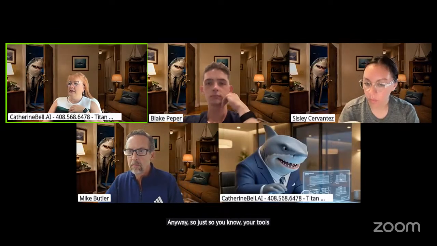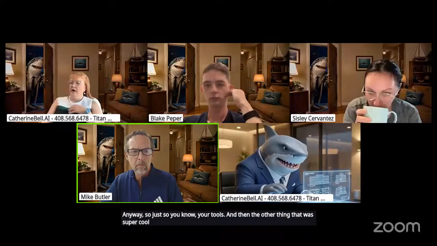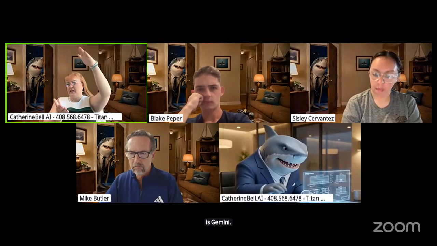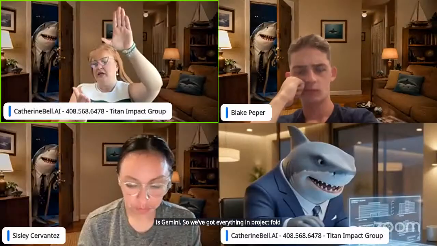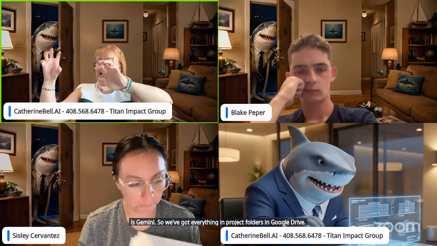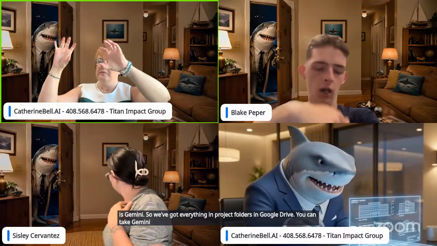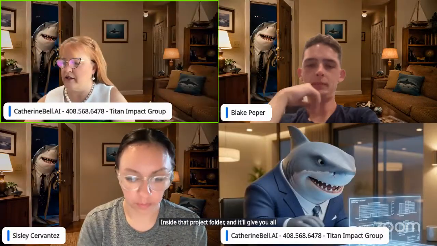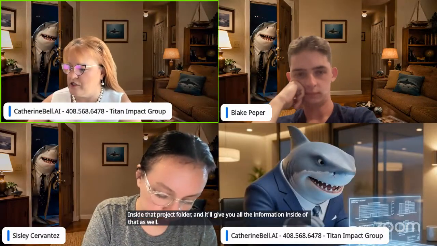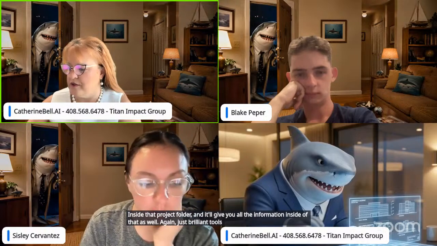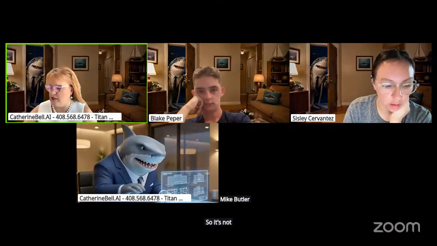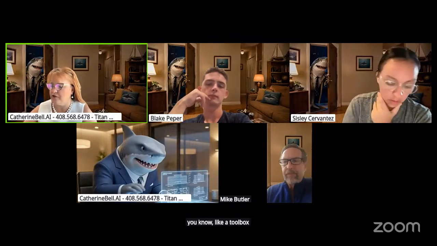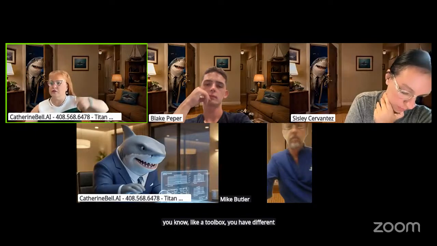And the other thing that was super cool is Gemini. We've got everything in project folders in Google Drive. You can use Gemini inside that project folder, and it'll give you all the information inside of it as well. Again, just brilliant tools. So it's not one size fits all. It's understanding it like a toolbox: you have different tools that do different things.